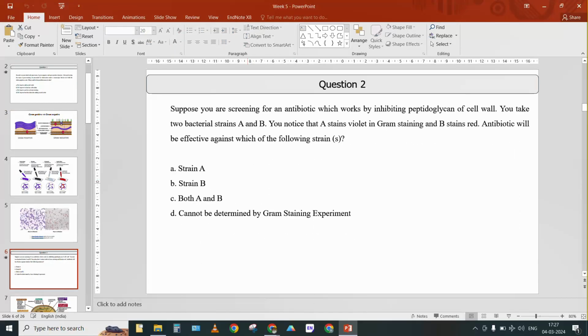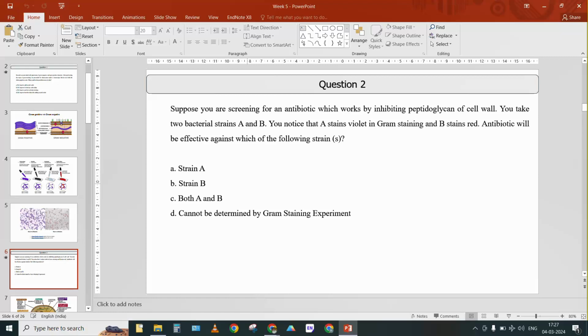Question 2: Suppose you are screening for an antibiotic which works by inhibiting peptidoglycan of the cell wall. So you take two bacterial strains, A and B. You notice that A stains violet in Gram staining and B stains red. So the antibiotic will be effective against which of the following strains? Whether it is strain A, B, or both A and B, or cannot be determined by Gram staining experiment.